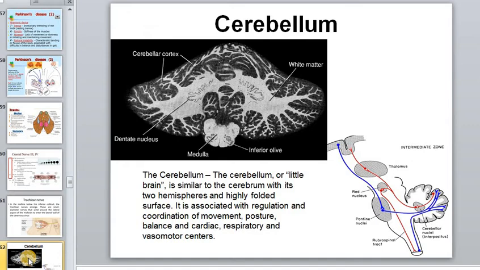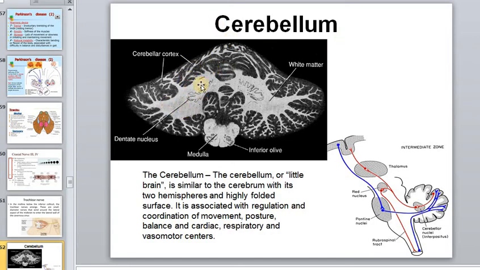And the next part of the brain, exactly the cerebellum. Sometimes we have the new word, little brain. It is similar to the cerebrum with its two hemispheres and heavily folded surface. It's associated with the regulation and coordination of movement, posture, balance, and even cardiac function, respiratory function, vasomotor centers. So let's start to study the cerebellum.